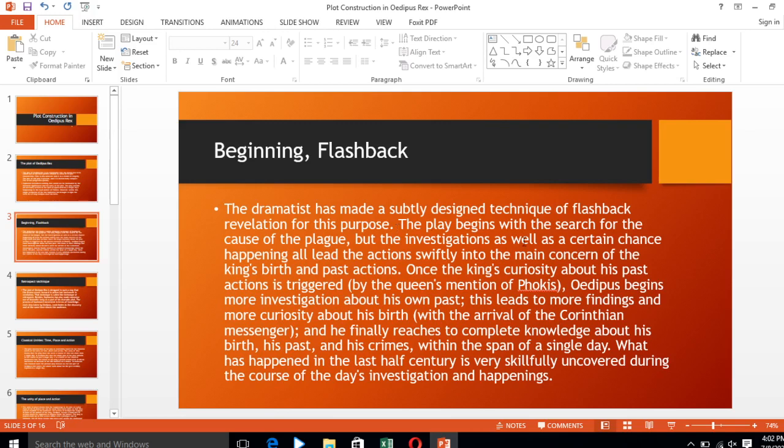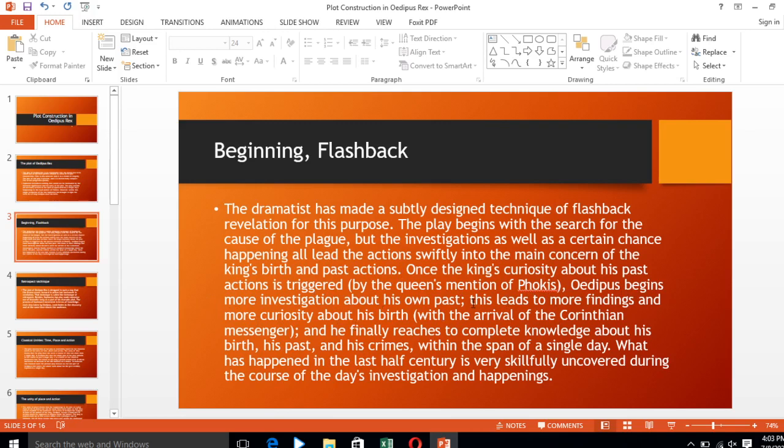The play begins with the search for the cause of the plague in Thebes, but the investigations, as well as a certain chance happening, all lead the action swiftly into the main concern of the king's birth and past actions. Once Oedipus' curiosity about his past actions is triggered by the writer in the first scene or the prologue, by the queen's mention of Phocis, Oedipus begins to investigate his past.